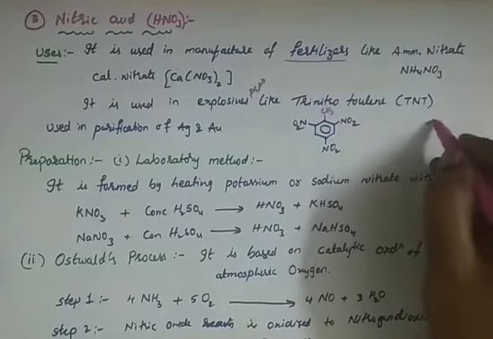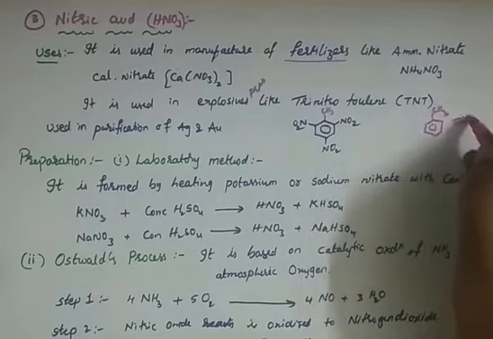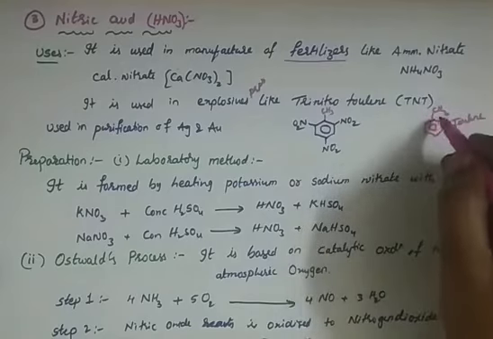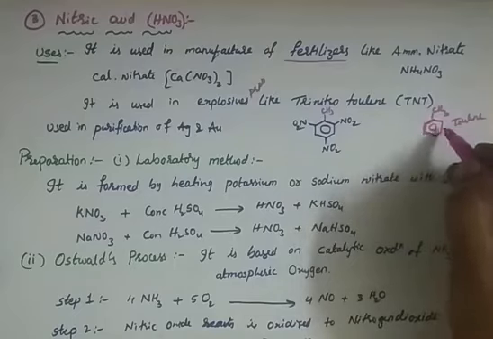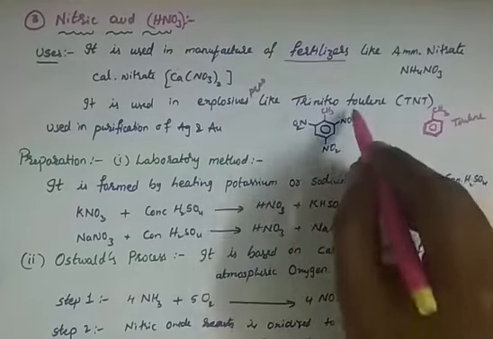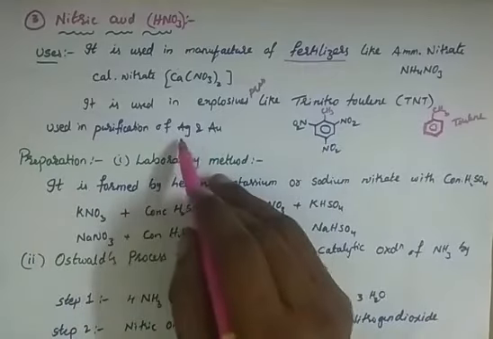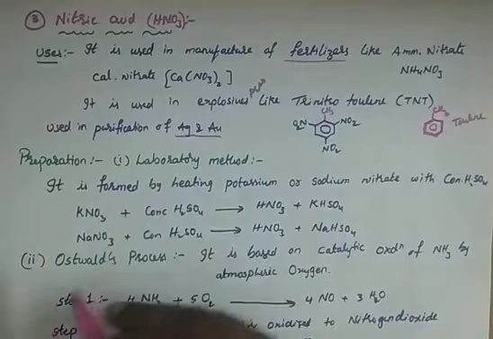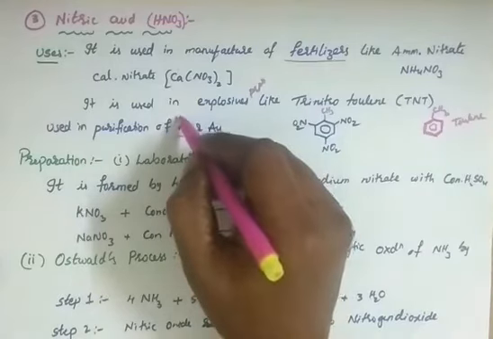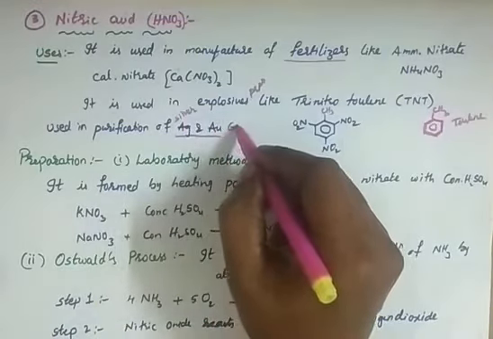A simple benzene ring with CH3 is called toluene, the common name. When it is reacted in a nitration reaction with HNO3, it forms trinitrotoluene, and this is an explosive. Okay, and it is also used in the purification of noble metals like silver and gold. Ag is always for silver and Au for gold.